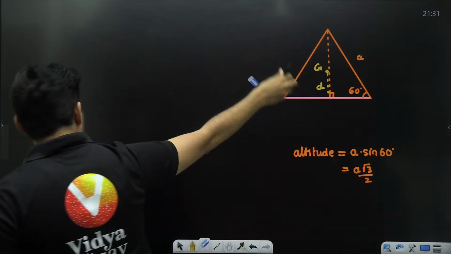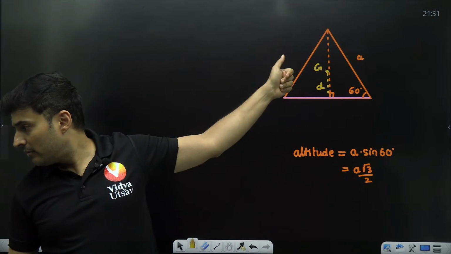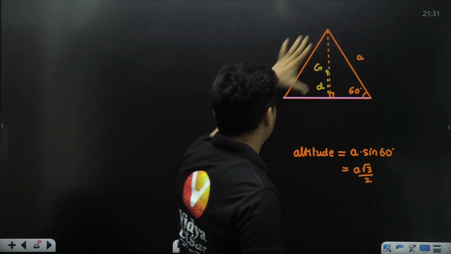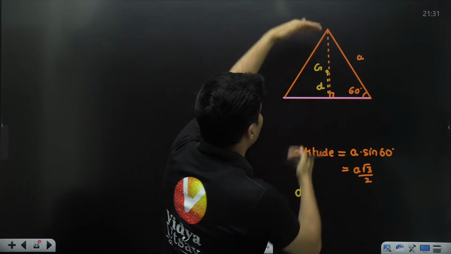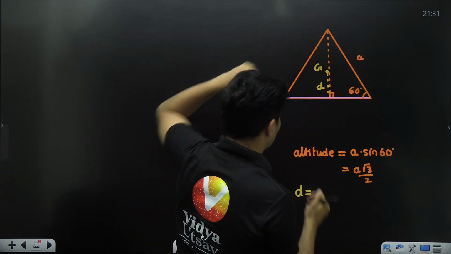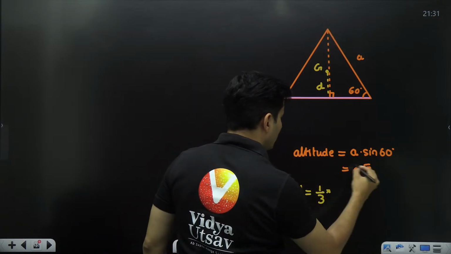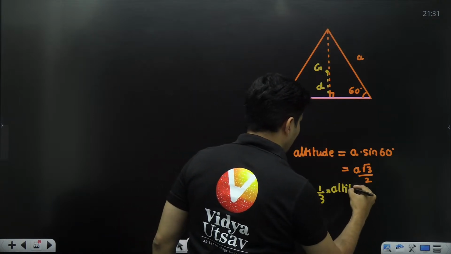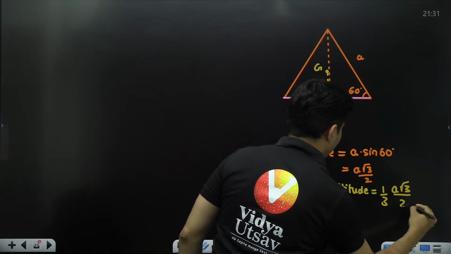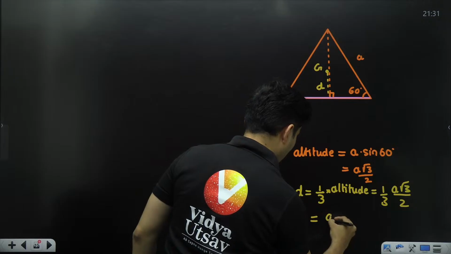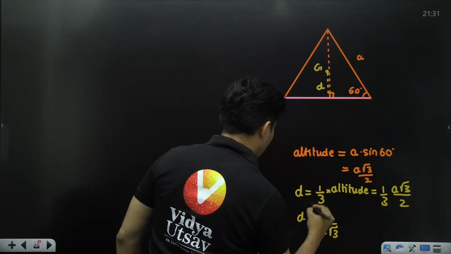Okay, do you remember that this is the centroid? So it will divide it in the ratio of 1:2. Everything audible, visible? So this is closer, this is far away. So how much will this distance be? If it is in three parts, this is one, this is two. So this will be 1/3 into the altitude length, so 1 by 3 of root 3 by 2 a. Root 3 cancels. So it will be a by 2 root 3. So that is what the distance will be.